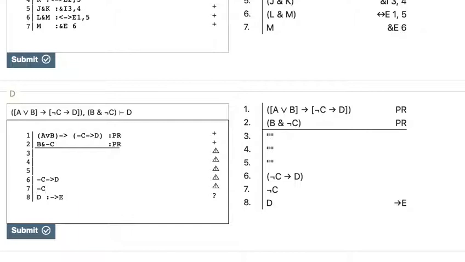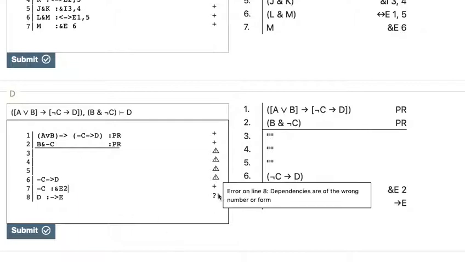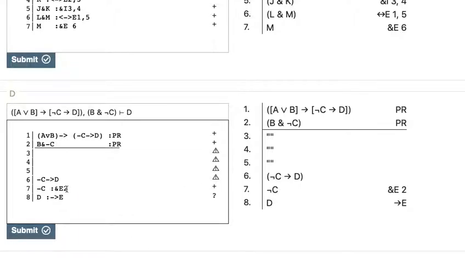Okay, so how could I get those? Currently, I've got these floating in lines 6 and 7. How could I get not C arrow D? How could I get not C? Well, I could get not C from line 2 by conjunction elimination. So notice Carnap is now happy with that line. I've got a justification for it. Not C arrow D, well, I could get that from line 1 by conditional elimination.